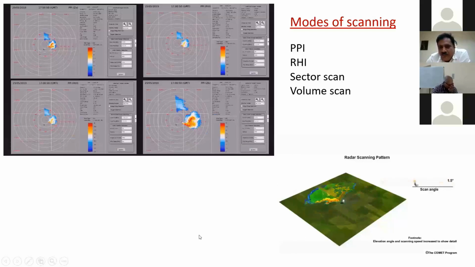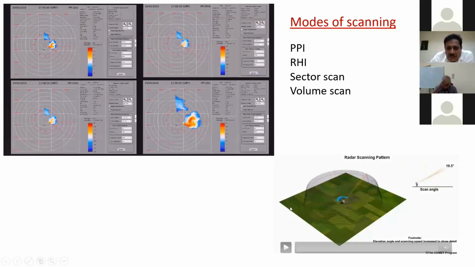They make a complete azimuth rotation at one elevation, and then go to the next elevation, and make a complete 360-degree azimuth rotation, and then go to the next. Like that, they make some 10 to 15 elevations depending on their interest, so that you can create a three-dimensional distribution of precipitation. But a whole volume can take about 5 to 10 minutes, depending on the number of elevations you are using and the rotation speed of your servo system, your antenna.